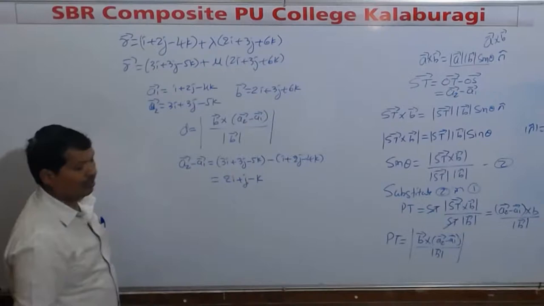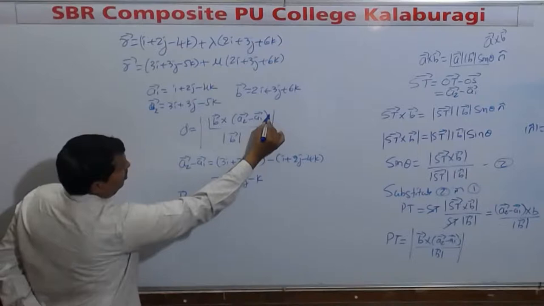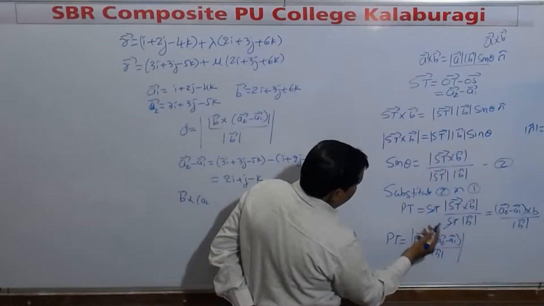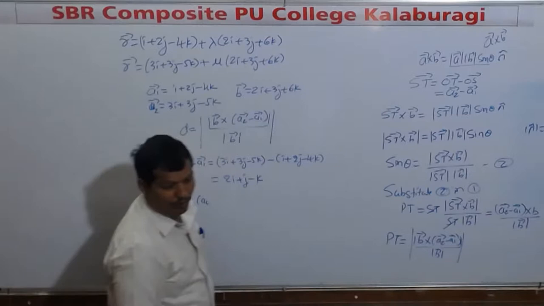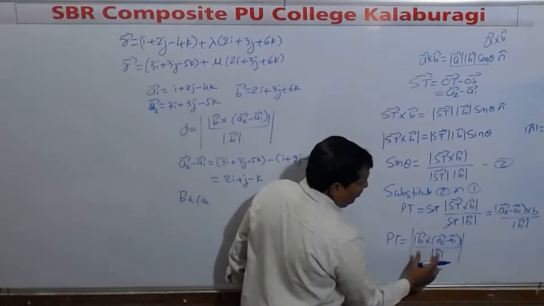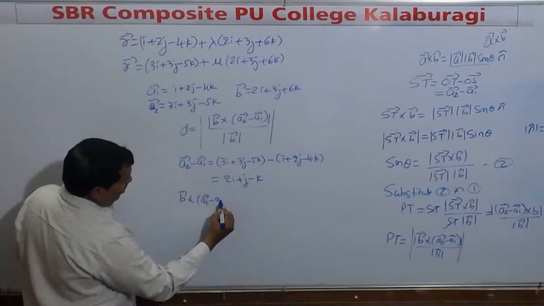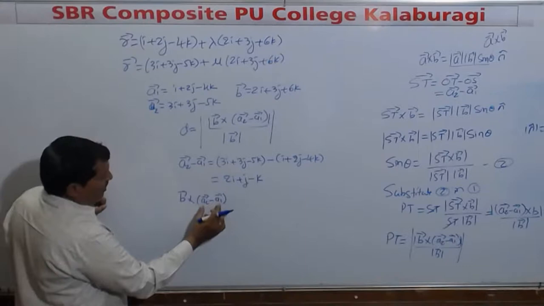Now what I have to find is B cross this. Here also you should write a modulus in the formula, the magnitude. Mod of B cross A2 minus A1 is there here also. You have to print the mod of A2 minus A1. See, B is one vector and A2 minus A1 is another vector.